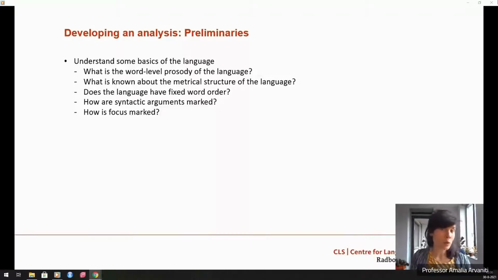Does the language have fixed word order, or is it relatively free? And how are syntactic arguments marked? Also, how is focus marked? Is there a morphological marker, or is there a special syntactic position?